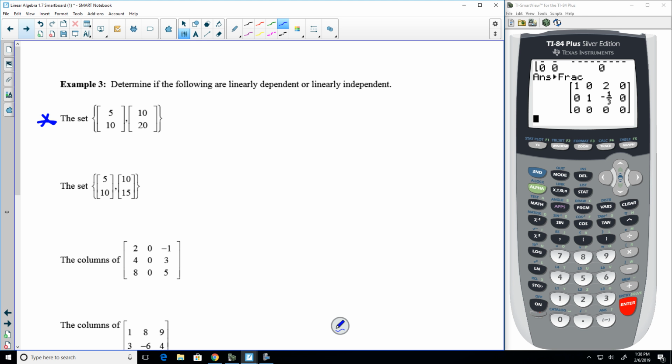We're not going to row reduce it. Is it independent or dependent? Dependent. Why? This one is 2 times that one. So it's really the same. It's 2 vectors on the same line, right? So they're not independent. So these are dependent.